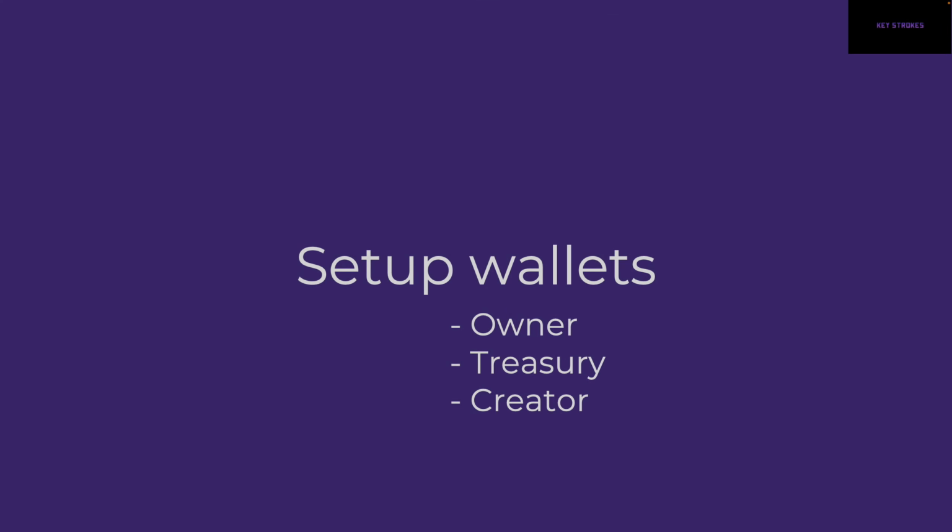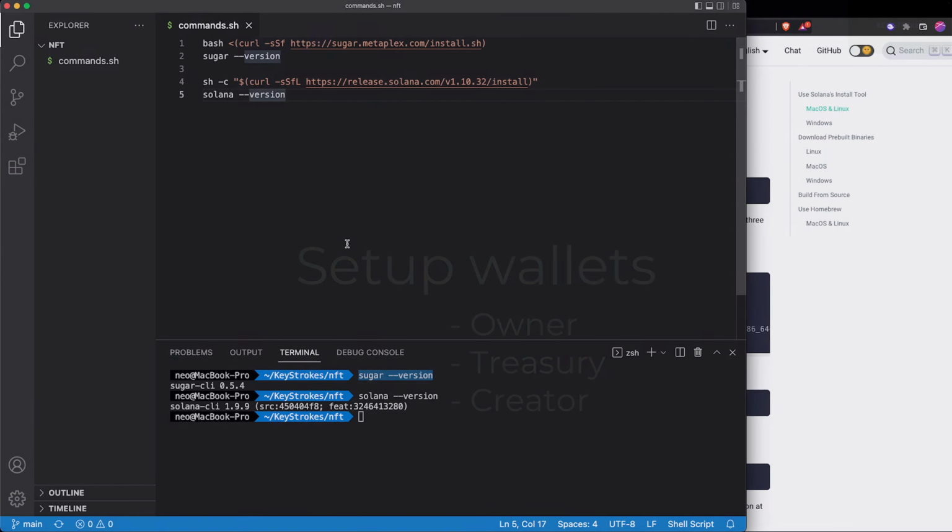Okay, now that the tools are ready, we should set up some of our wallets. We'll have 3 wallets in this case, which is Owner, Treasury, and Creator. We'll have some mint wallets as well, but we'll set them up when we mint. Okay, so for our wallets, we'll create file-based wallets using the Solana CLI.